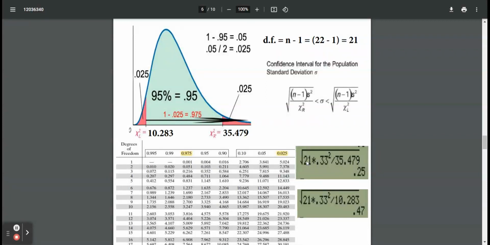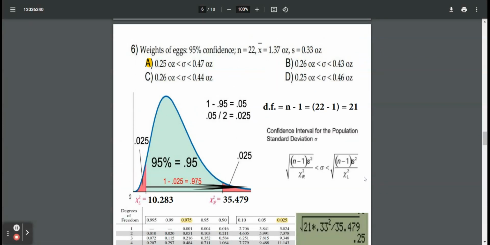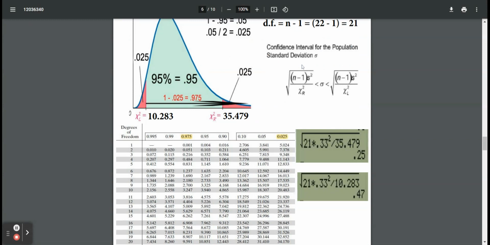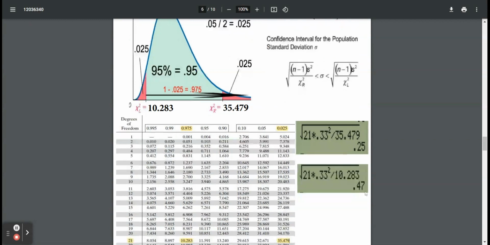So I start out by doing my chi-squared right. There's my n minus 1, 21. There's my standard deviation squared, like the formula calls for. Chi-squared right is 35.479. Correct to two places, 0.25. Well, there's a case where I see 0.25 there and 0.25 there, so I can't play that little game I was playing before in the previous example. I've got to calculate my upper limit.